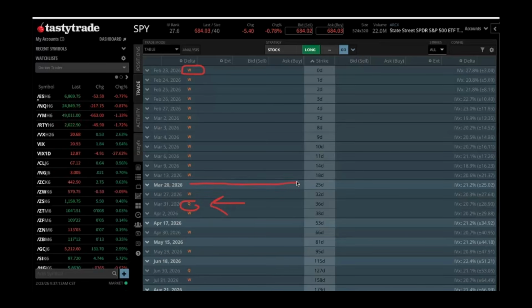Before weeklies were around, and even before monthlies were around, there were only quarterlies. That was before my time in trading, but it was only quarterlies. Then there were only monthlies and quarterlies. And so the only way you could trade something was on a monthly basis. It didn't have any type of weeklies. Right now we've got some dailies, but we didn't have any weeklies in the past.